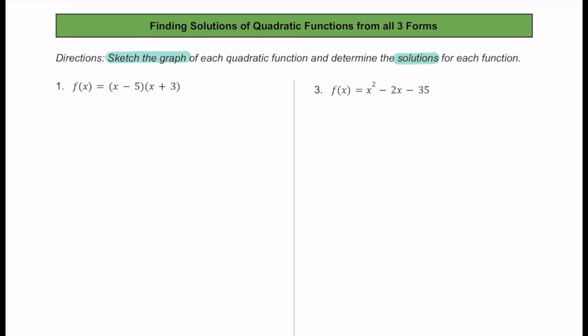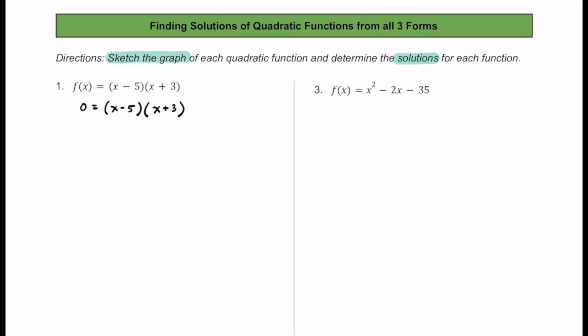For number one, we have the function f of x is equal to the quantity of x minus 5 times the quantity of x plus 3. To get started on finding solutions, what we always want to do is set y equal to 0, because when y is equal to 0, that's where we can find the x-intercepts. So we're setting 0 equal to the quantity of x minus 5 times the quantity of x plus 3.